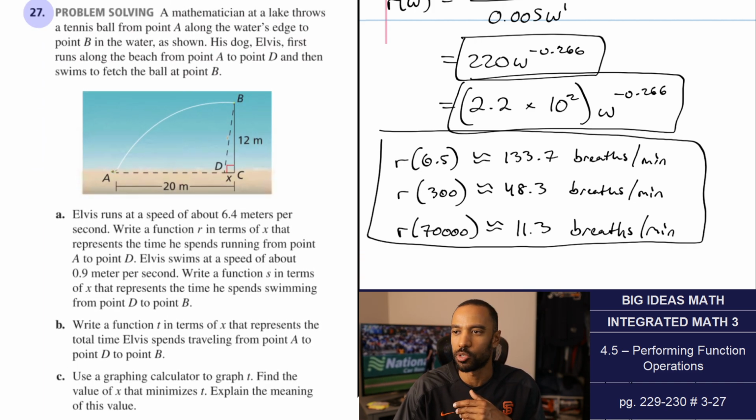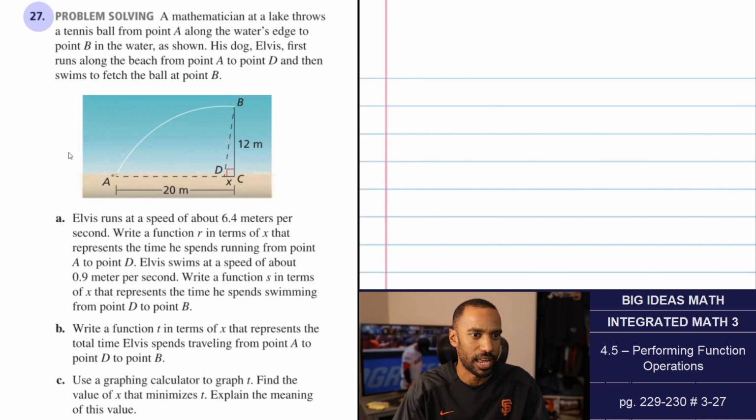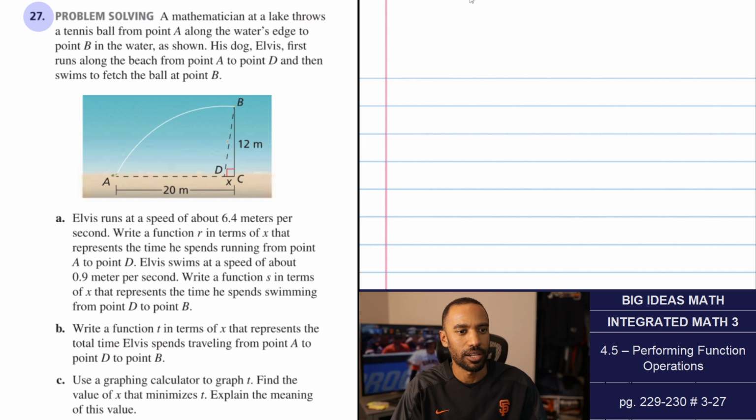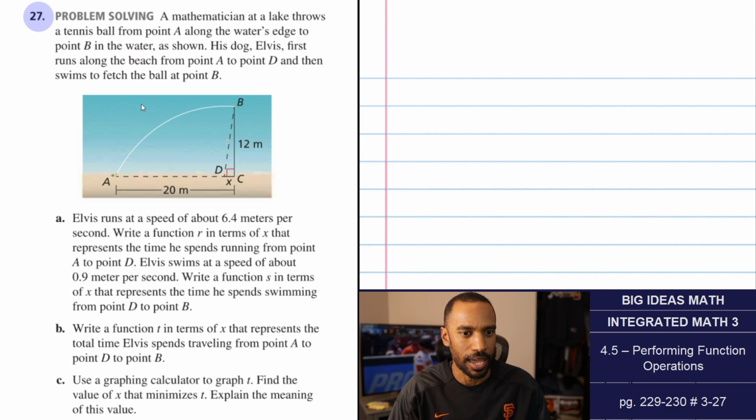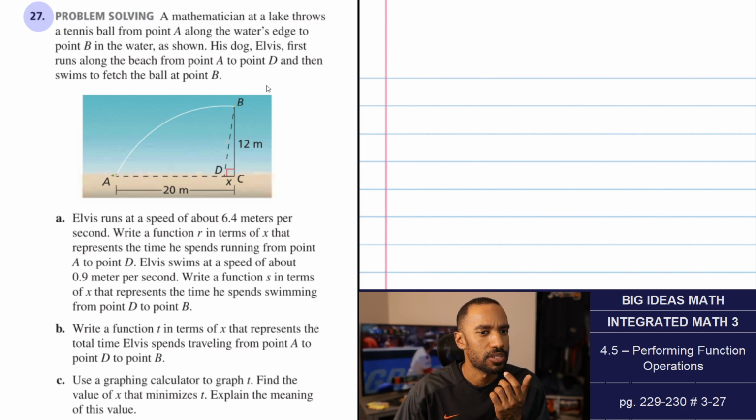All right, the last question is number 27 on problem solving. Trying to fit the whole question on one shot. There we go. A mathematician at a lake throws a tennis ball from point A along the water's edge to point B in the water. Is this a top-down view, or is that water? How would it curve? His dog Elvis first runs along the beach from point A to point D and then swims to fetch the ball at point B.